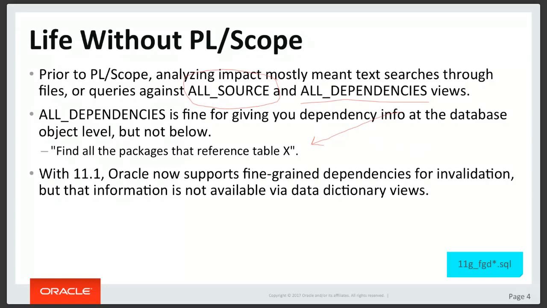Now, it's good to know, and hopefully you're aware of this, but if not I'll make you aware of it right now, that as of 11.1, Oracle implements fine-grained dependency information. When you compile a program unit in the database, it not only keeps track of the fact that you referenced table X, but also that you referenced column Y in table X. It uses that information to reduce the number of times that dependent program objects need to be invalidated. So for example, if I change the data type of column Y from number to VARCHAR2, and your program doesn't touch column Y, your program will not be invalidated, which is really nice.